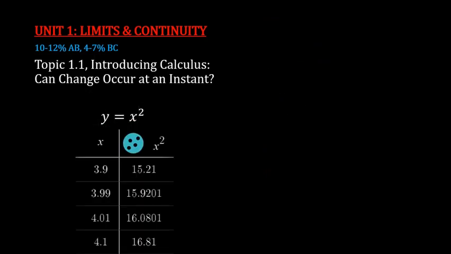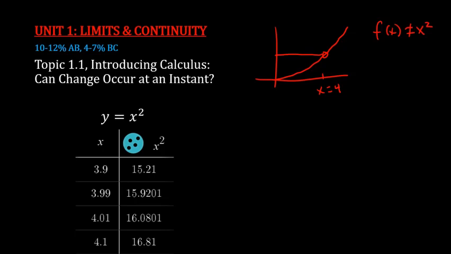But what if our graph looked something like this? What if we have your normal x squared graph, but then there's a removable discontinuity. There's a hole in the graph right at x equals 4. And for this function, which is no longer x squared, so f of x is not equal to x squared, let's say we had that function and it is defined at x equals 4 to be 20, instead of 16. Well, what is the limit?